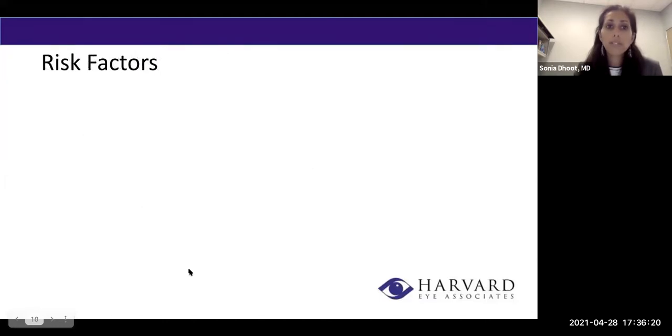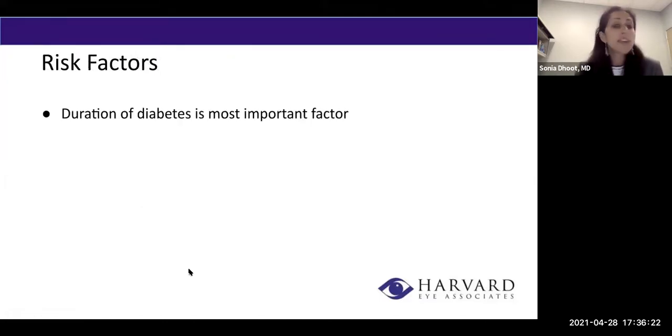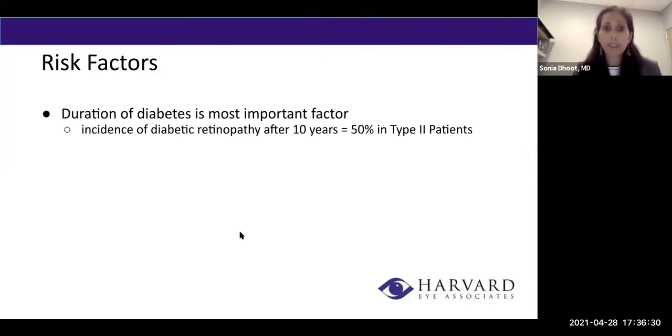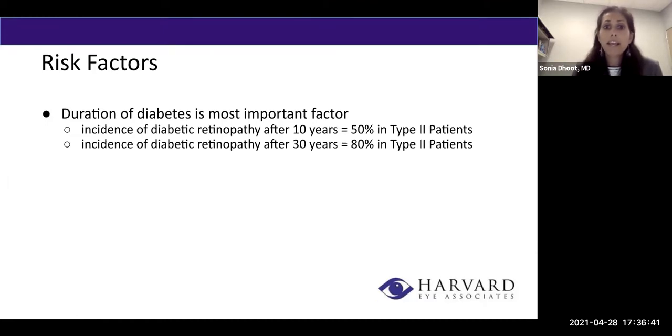So what are the risk factors of diabetic retinopathy? The number one thing is how long you've had diabetes. We know the longer you've had it, the more prone you are to developing diabetic retinopathy. In type 2 patients, if you've had diabetes for 10 years, there's a 50% chance you have some degree of damage to your retina from the diabetes. And if you've had it for 30 years, that number goes up to 80%.